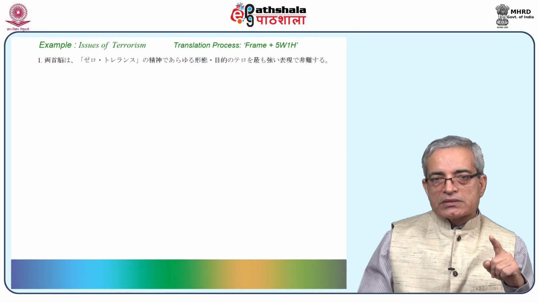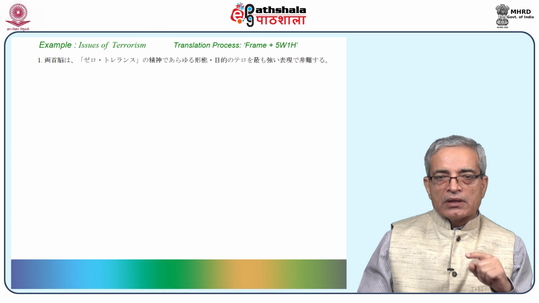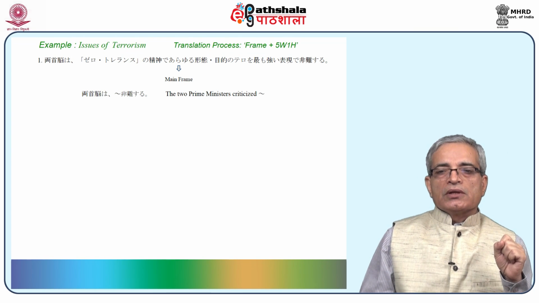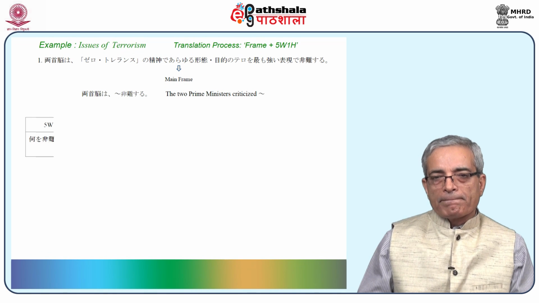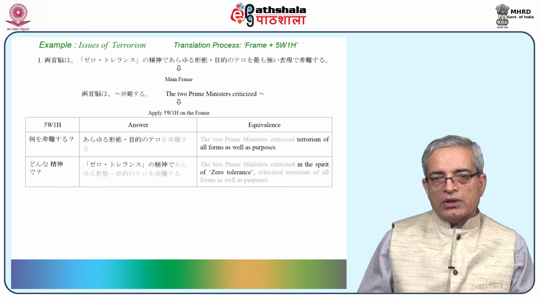In this particular case, in the last sentence, if we see, it's hyogende hihansuru. Hinan or hihansuru? Hinansuru. Okay, so ryoshusho wa hinansuru, the smallest frame, fine. Okay, then nani o hinansuru? Arayuru keitai mokuteki no tero. Arayuru keitai and mokuteki no tero. Okay, simple. Donna seishinde? Zero tolerance no seishinde.